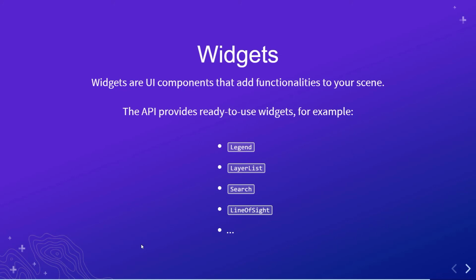of all the loaded layers, a search widget, which we'll look at in a minute, that allows you to search for a location, or a line of sight widget, which is an interactive widget that allows you to analyze certain occlusion paths in your scene. We'll also take a look at that in a minute.